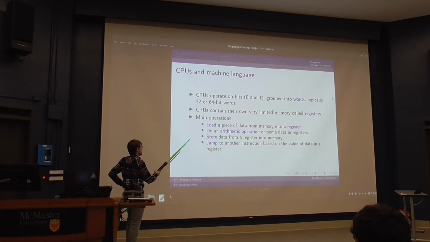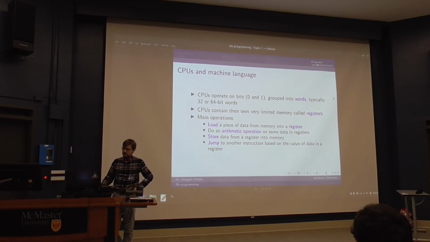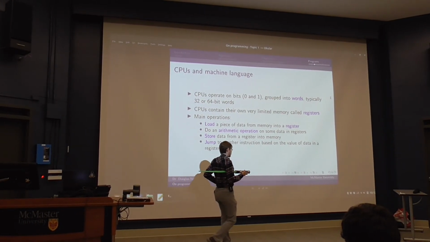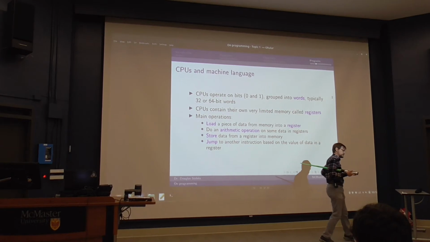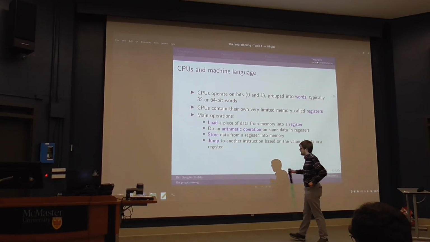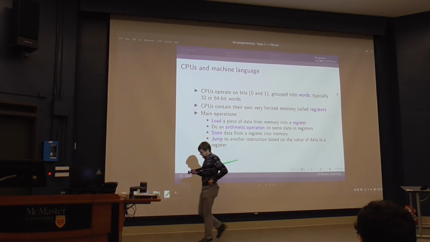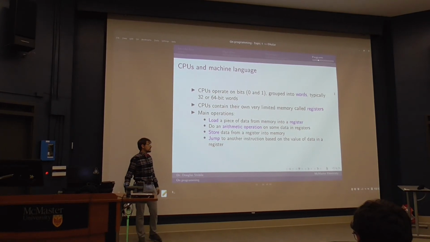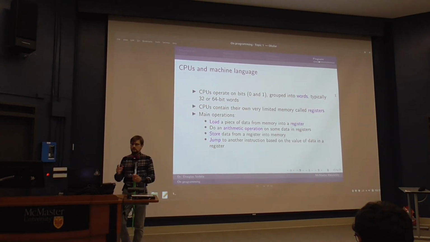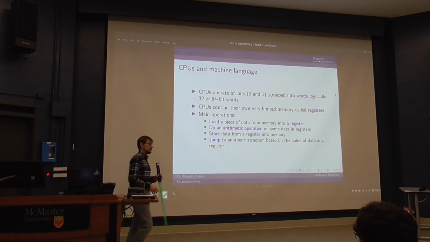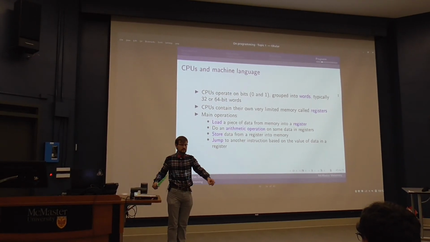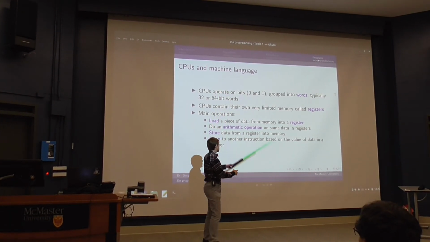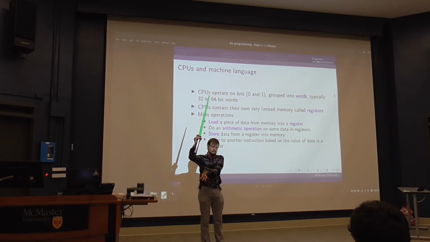CPUs contain their own very limited memory known as registers. Your main operations on registers are to load data from memory, to perform some arithmetic or logic operation on the data in registers, to store that data from registers back into memory, and to jump to another instruction based on the value of the data in a register. Imagine you have two spaces of memory: program memory and data memory. The first three operations are operations on data memory.